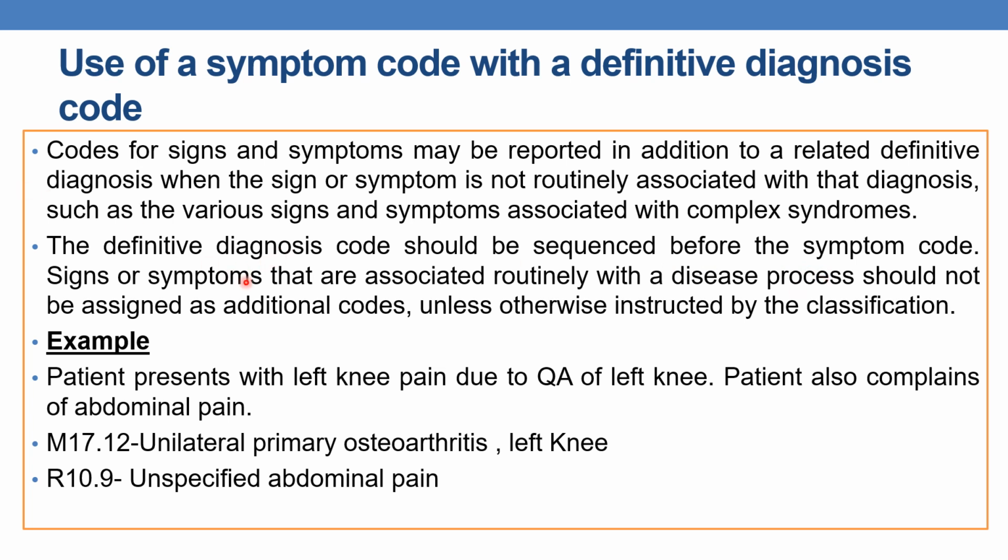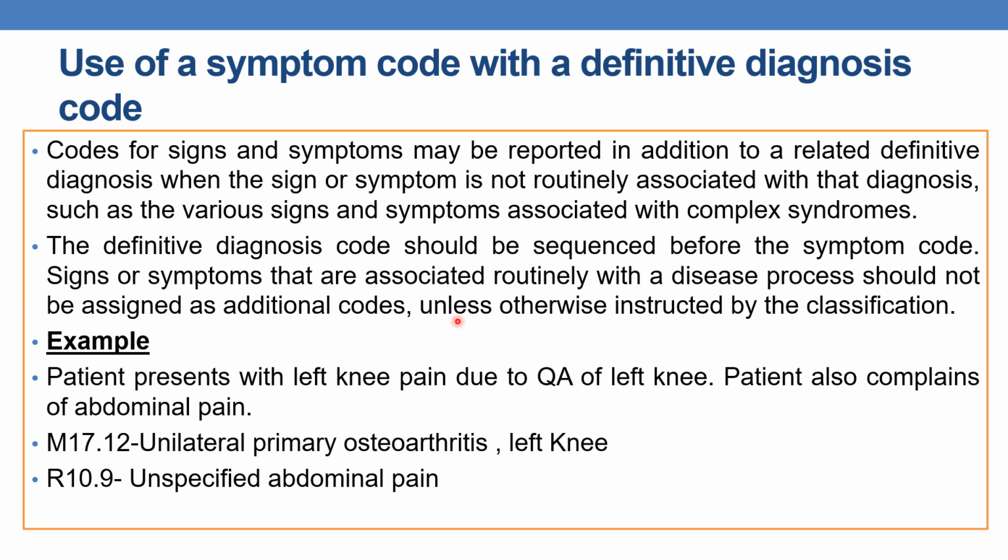Second case is signs or symptoms that are associated routinely with the disease process should not be assigned. For example, patient presents with left knee pain due to osteoarthritis of left knee. Here, knee pain is an associated symptom with osteoarthritis. Since it is associated and inherent, you need to code only osteoarthritis. Coding of knee pain is not necessary.